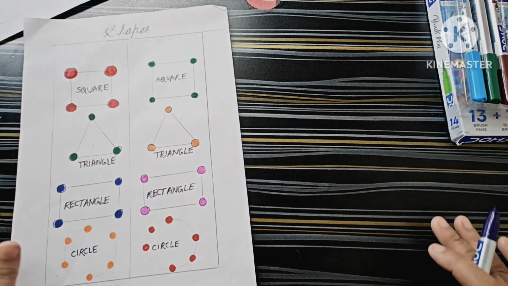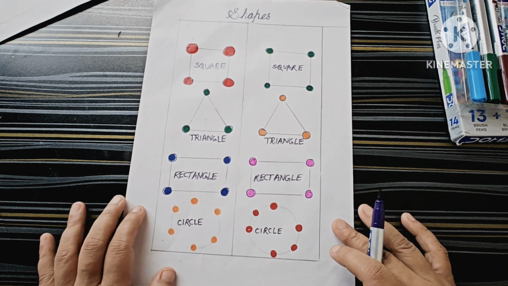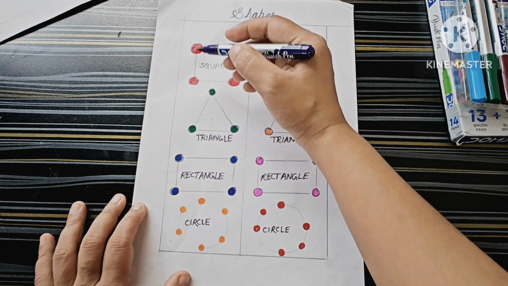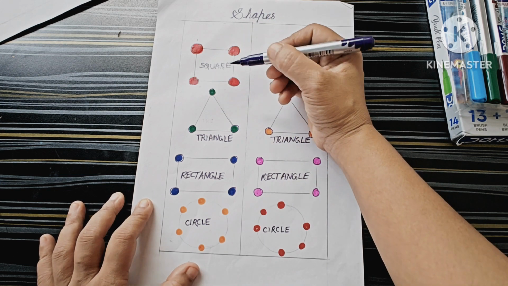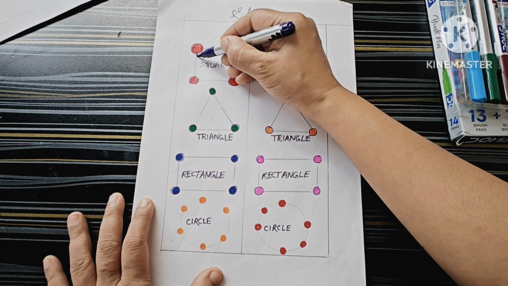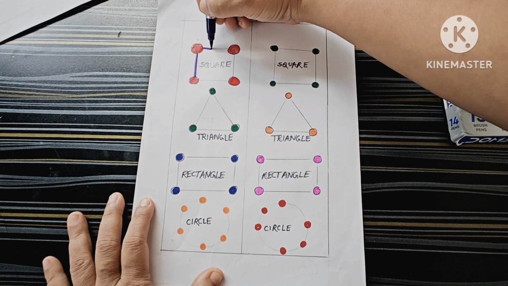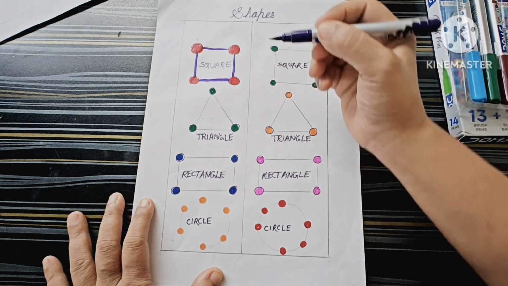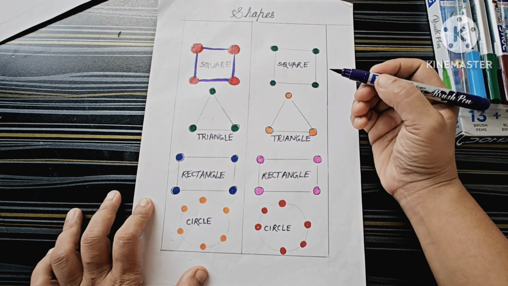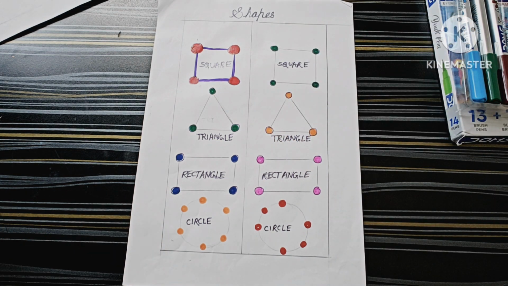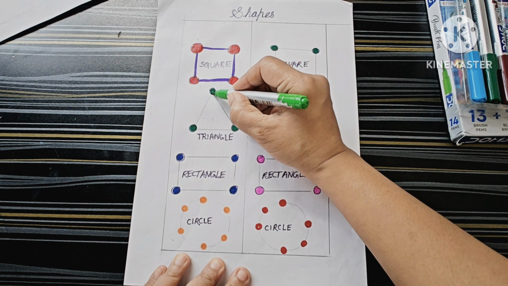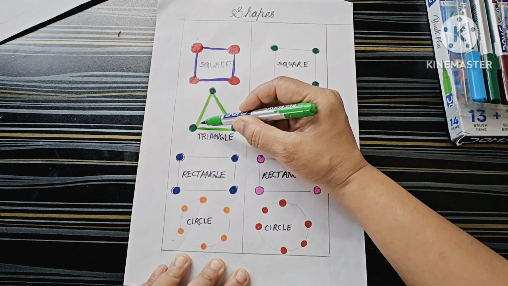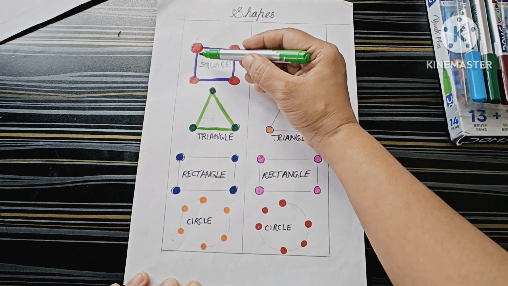Now let us go for another sheet. This is shapes. There are so many dots. You have to connect these dots to make a shape. So let's start. What is the name of this shape? This is a square. And this is a triangle. It has 3 sides and the square has 4 sides.